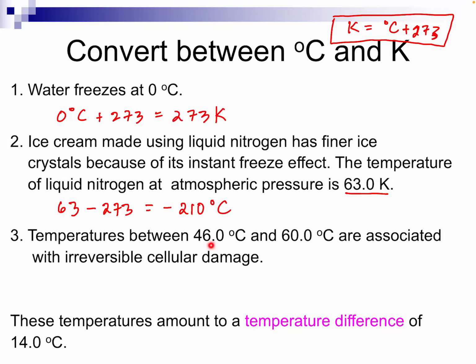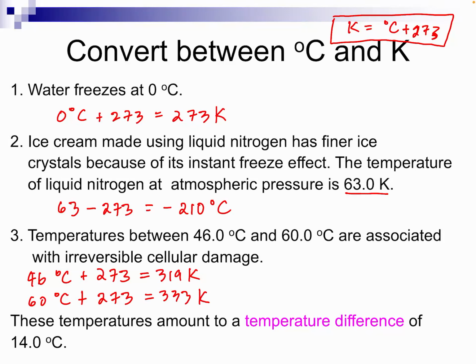Cool. So yeah, so you sort of see the pattern here. And so we can do the same thing here for these 2 Celsius degree temperatures, 46 degrees Celsius to Kelvin. Simply add 273. Cool. And 60 degrees Celsius plus 273 to convert that into Kelvin. You have, right.